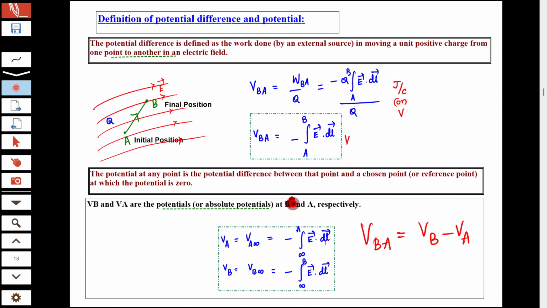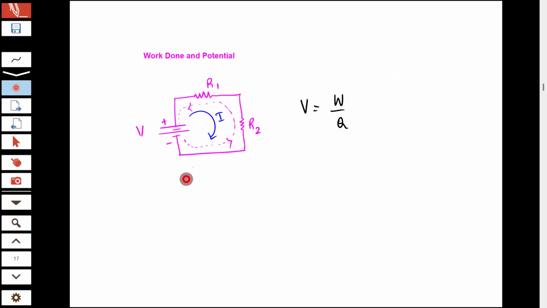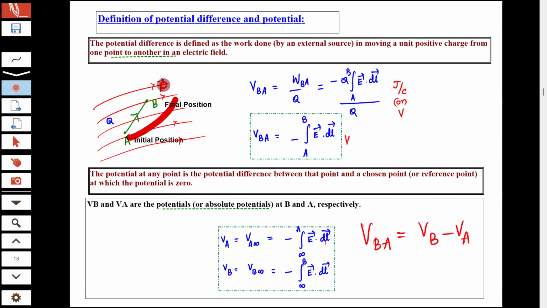Absolute potential at point B or absolute potential at point A can be defined as the potential at the point with reference to the point where zero potential is available. We know usually the zero reference is considered at the ground in case of circuit concepts. If I consider here, this reference is the ground, where the zero reference is taken at ground. And in the case of fields, nearby this area, we don't know where zero potential is available.